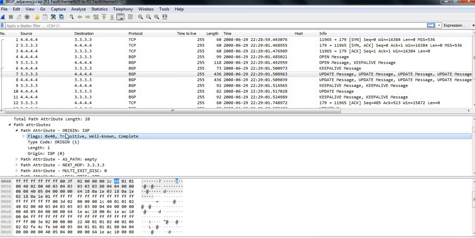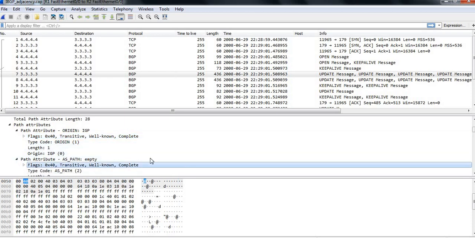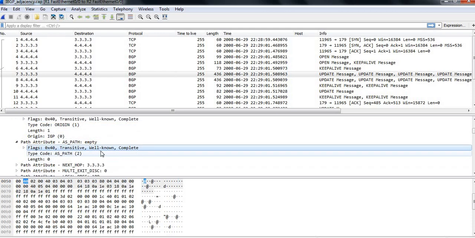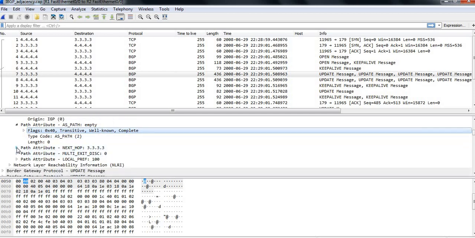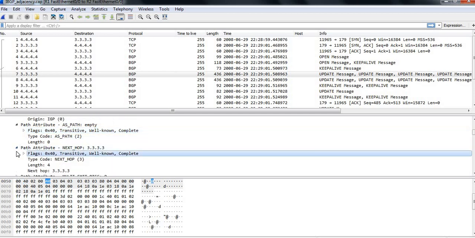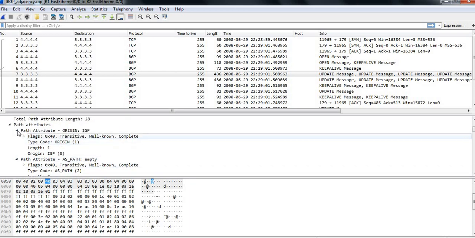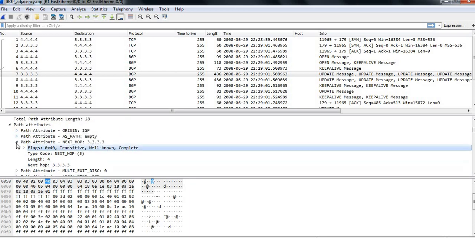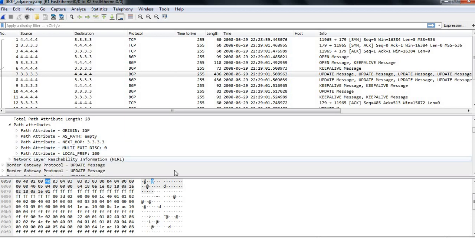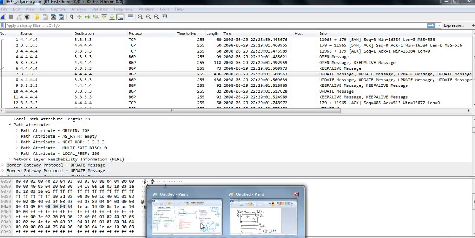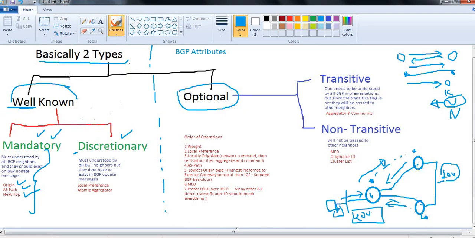So this is well-known transitive, which means that this is a well-known mandatory attribute, and there's again a well-known mandatory attribute. So these three are well-known mandatory attributes. Let me minimize this. So I'll repeat it again.